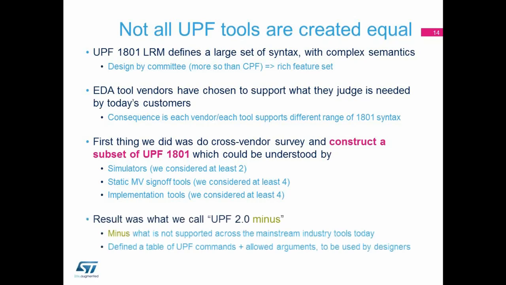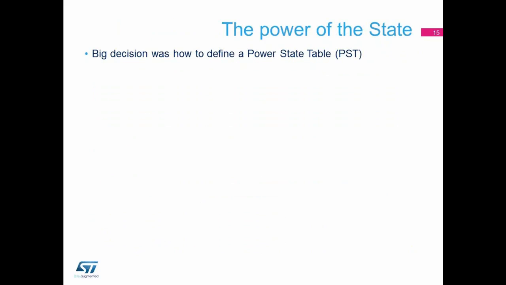The result was what we've called internally at the moment for this project, UPF 2.0 minus, which is minus the things which are not supported across our tool set. And that list has now been rolled out to designers so that they're aware that if they stick within this table of commands and arguments, then they're safe for the flow.